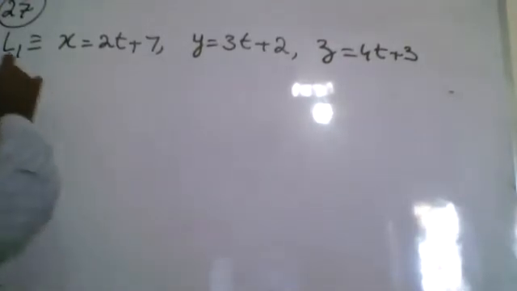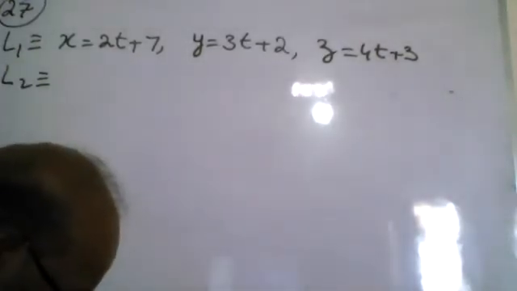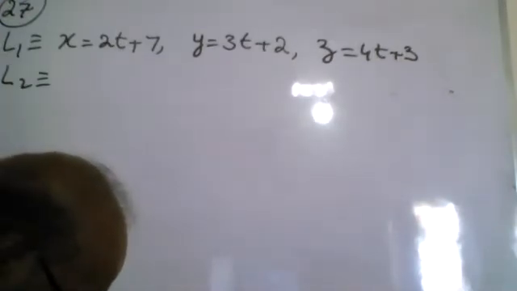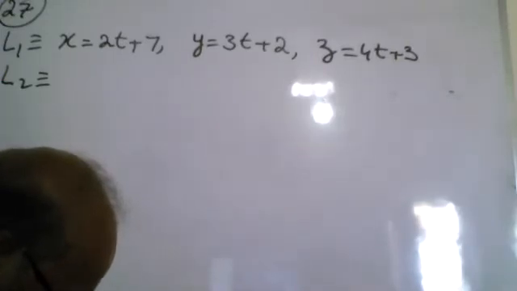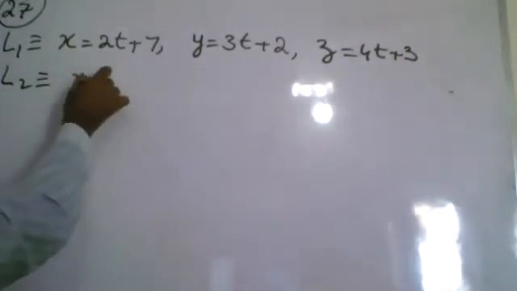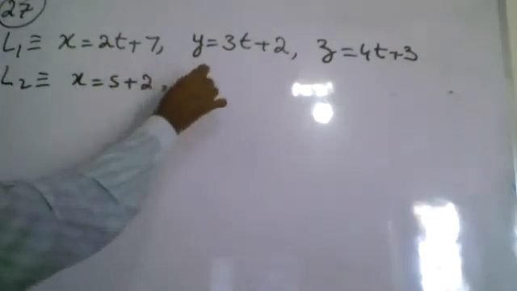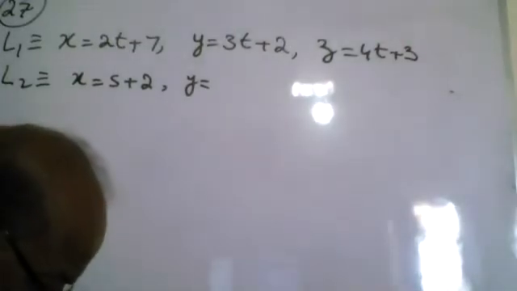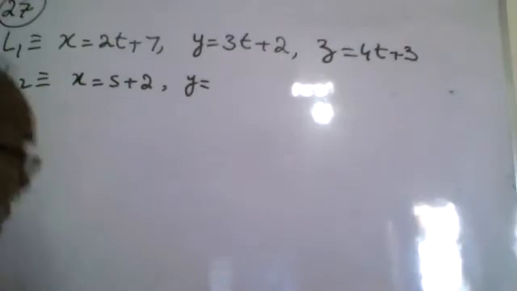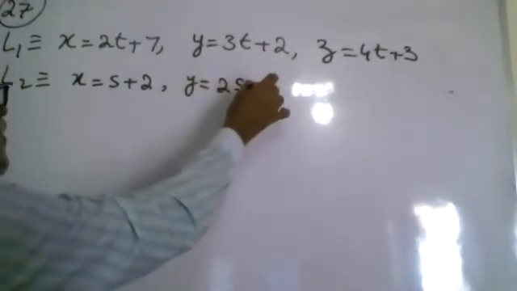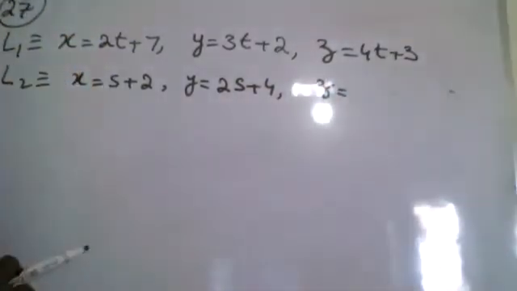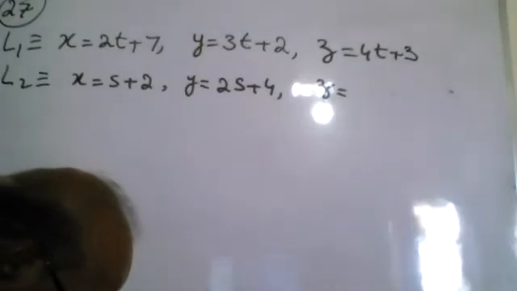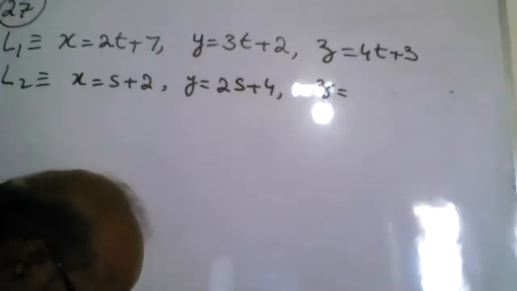Now line L2. X is equal to S plus 2, Y is equal to 2S plus 4, and Z is equal to minus 4S minus 1.